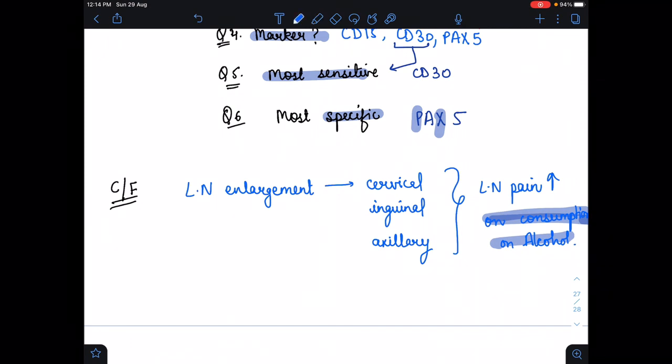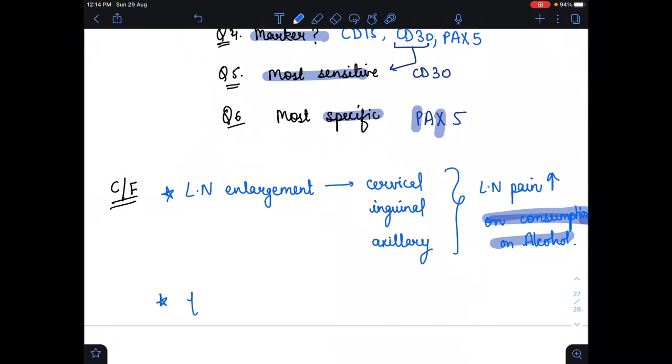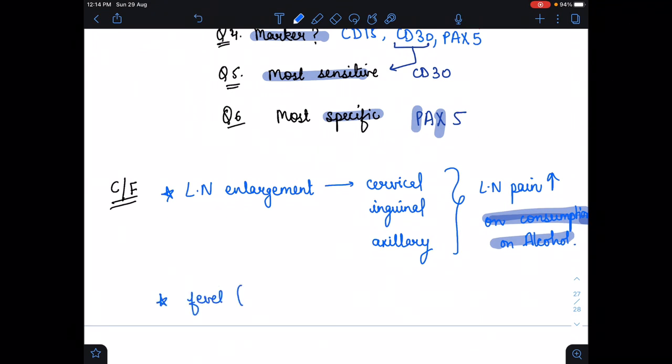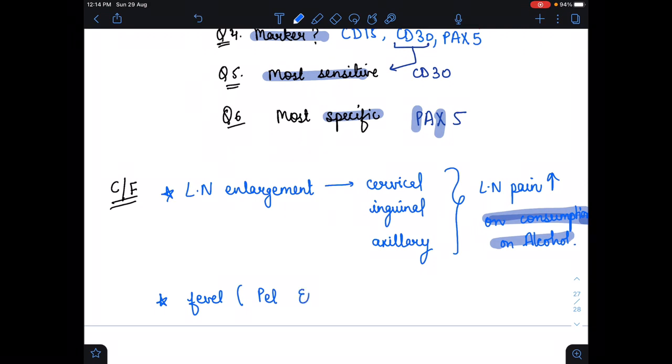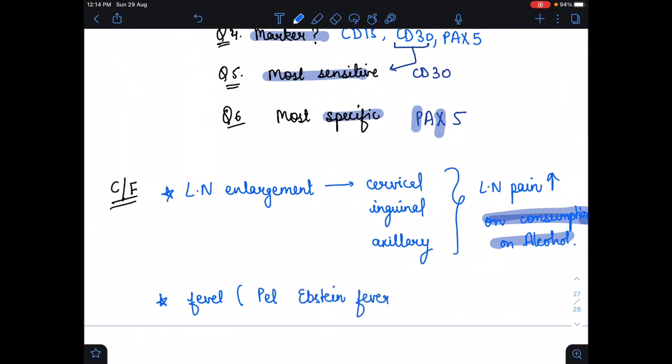The first feature is lymph node enlargement, and the second one is fever, and the fever is Pel-Ebstein fever.